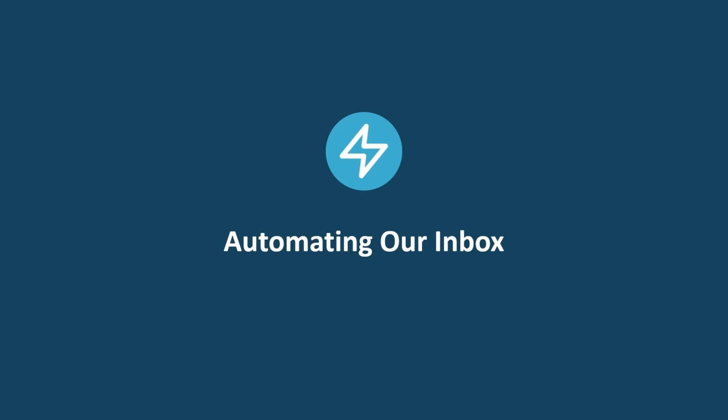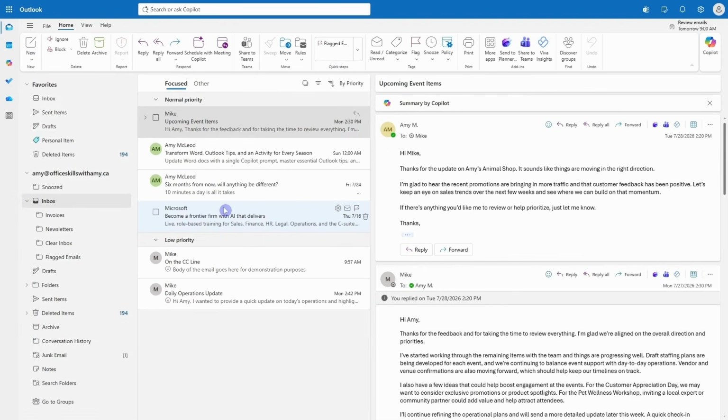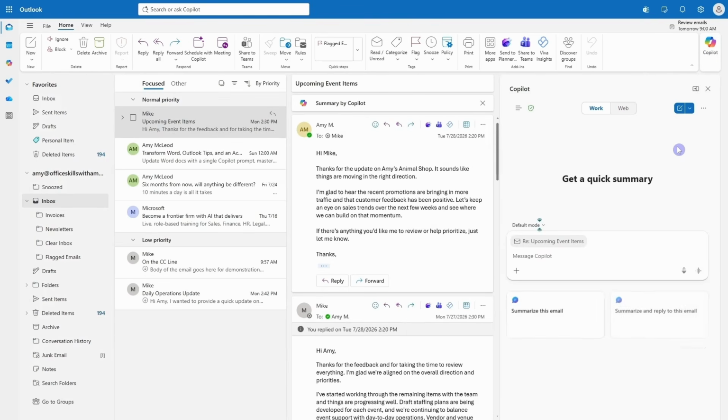Now we're going to move on to automating our inbox. So, on average, we spend 2.5 hours a day responding to emails and managing our emails. So, this area is about automating some of those routine processes to reclaim our time. So let's start off by looking at some of the features that Copilot can help us with when it comes to automation. So I just wanted to start off by expanding the Copilot icon on the top right here.